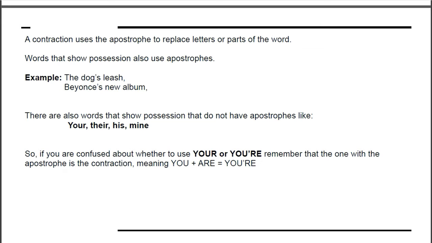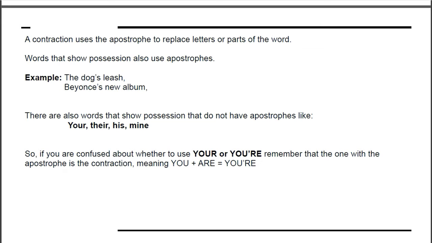There are also words that show possession that do not have apostrophes. For example, the words your, their, his, and mine show possession. For example, you can be talking about your book, their mom, his hat, or that glass is mine.